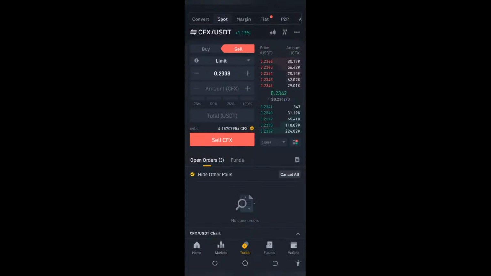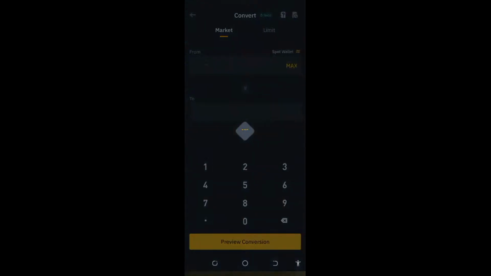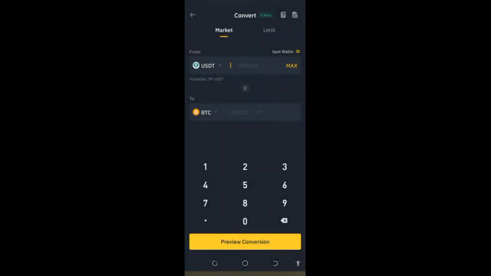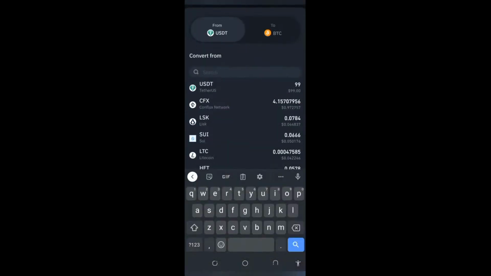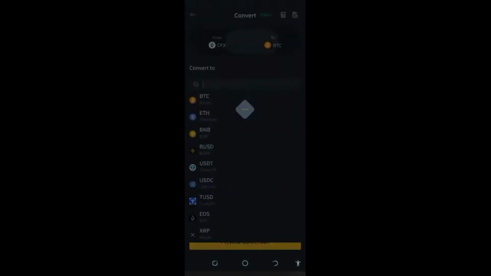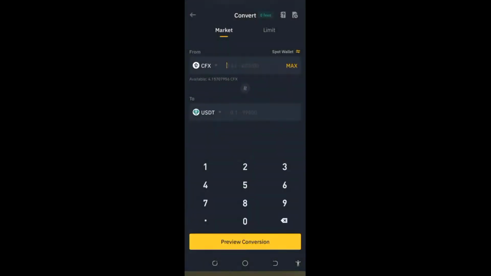4.15. Okay, we sent out 4.26. Now it's at 4.15. Obviously, we cannot change it here, so we have to go back to our convert and put that in here. Let's put in CFX, and then USDT. And let's see how much we get. Max. Let's see how much we get.